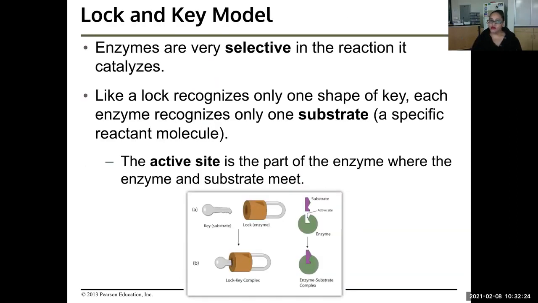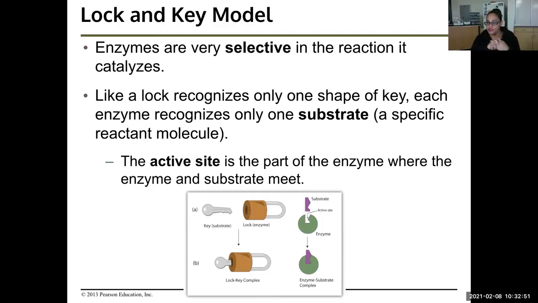The lock and key model. Enzymes are very selective in the reaction that they catalyze. Like a lock recognizes only one shape of key, each enzyme recognizes only one substrate. The substrates are the specific reactant molecules. And the active site is the part of the enzyme where the enzyme and the substrate meet.